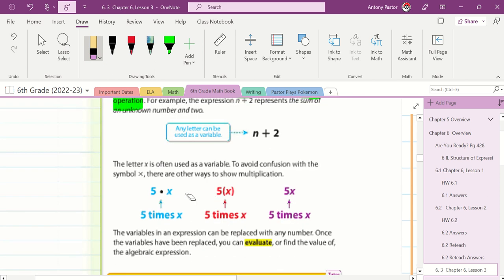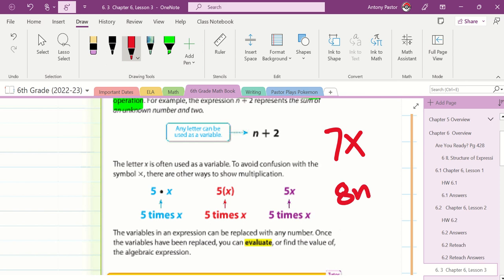Down here are a few expressions. Notice there's no equal sign. 5 dot x, which means 5 times x, or 5 and then parentheses x, which also means 5 times x, or just 5x. 5 next to x means 5 times x. All three of these mean the same thing. It's 5 times x. Whenever you see a number next to a variable, it means you're multiplying it by it.